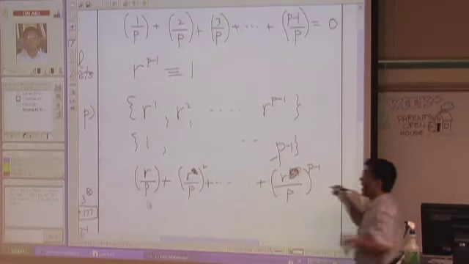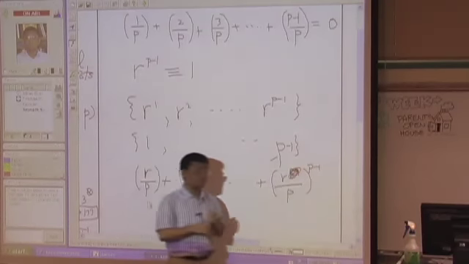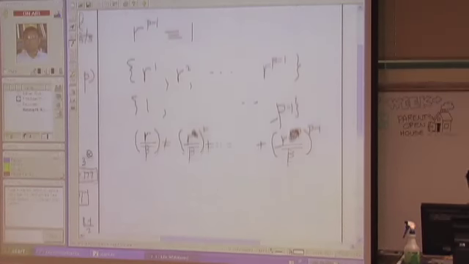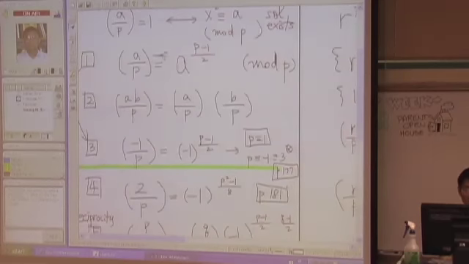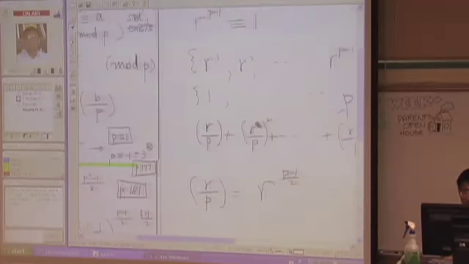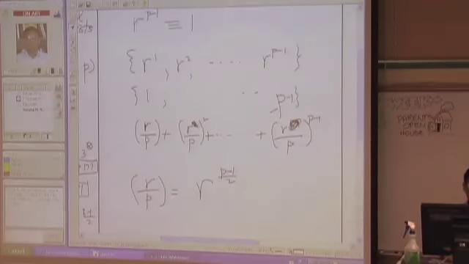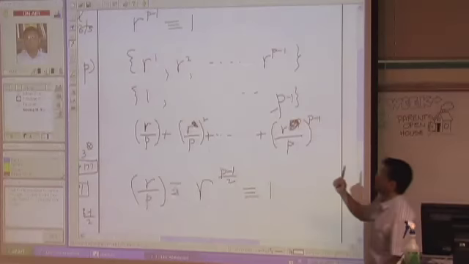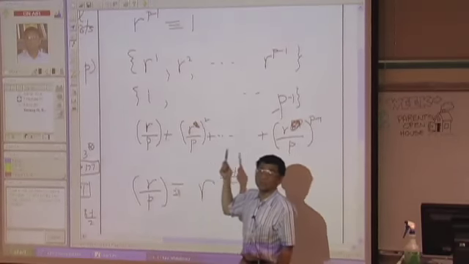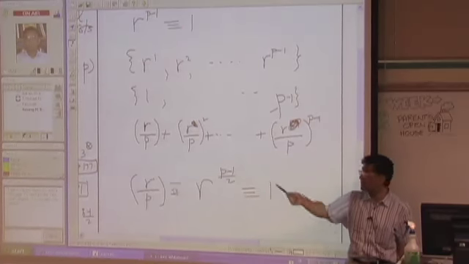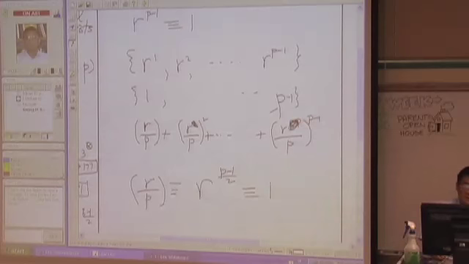Then, as you can see, r over p is the same as r to the power of (p minus 1) over 2, by the half property. And can this be 1 or not? That's my question. Because it's a primitive root, this is achieved only when the power is p minus 1, so it cannot be achieved before. If it is achieved before, then it's not a primitive root by definition. So it is not 1 and it is negative 1.